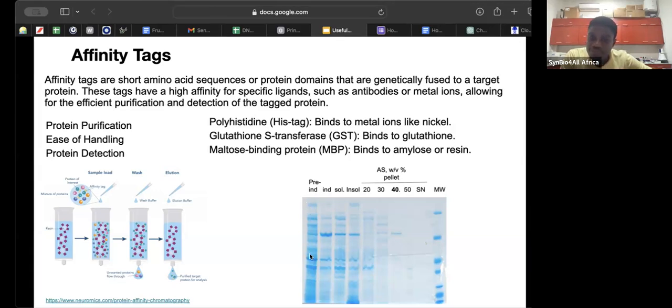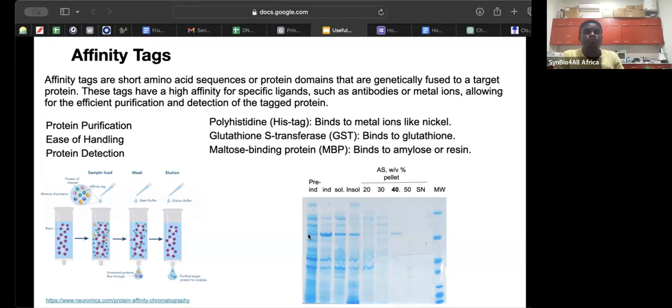So this was before I induced the system, right? Everything you see in here is the proteins that exist in the bacteria. However, within here, you still see, so this is the protein of interest, right? Within here, you still see that the protein has been produced.